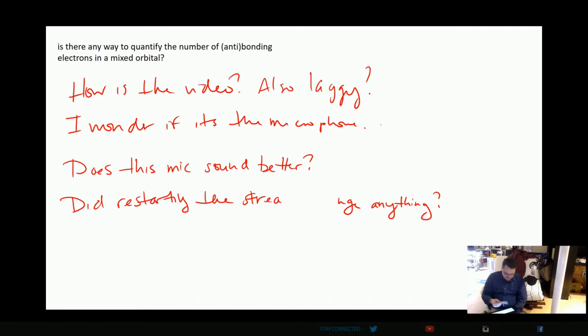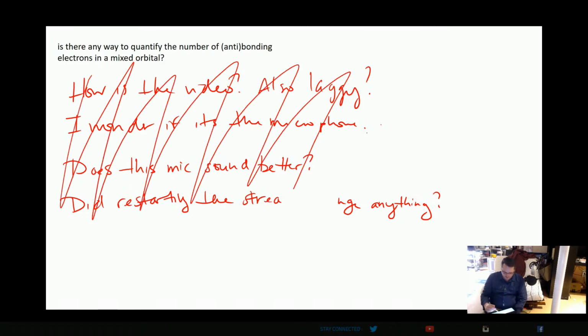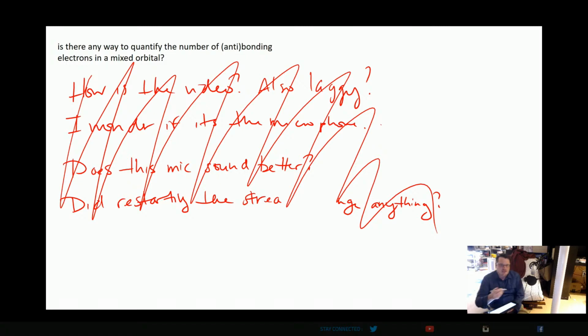So disregard all this stuff right here that I wrote. I only got one email for a question for today, and one of the questions was, is there any way to quantify the number of antibonding electrons in a mixed orbital?